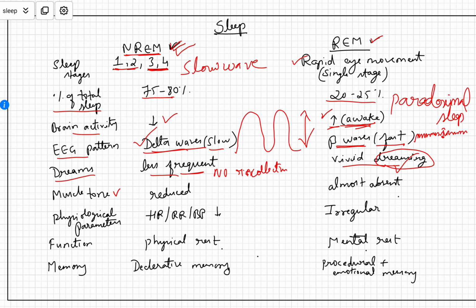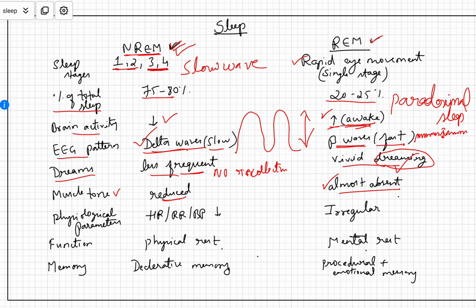And if you observe the muscle tone, it is reduced, but it is almost absent in REM sleep. Clear? The muscle tone is reduced in both NREM and REM. But when you compare the muscle tone between NREM and REM, in the REM phase it is much less, meaning more reduction of tone happens in the REM phase.